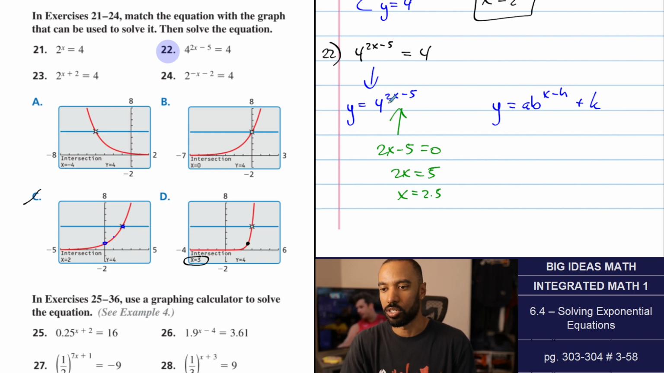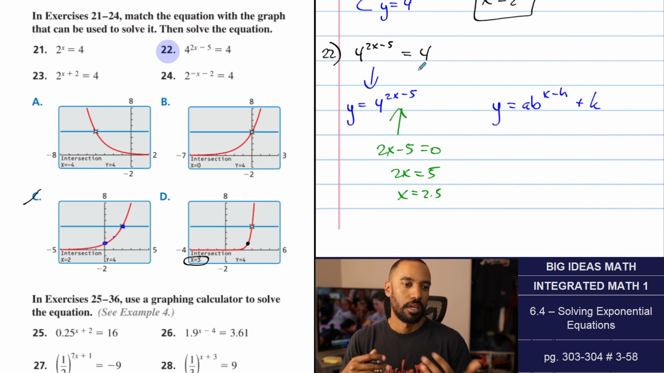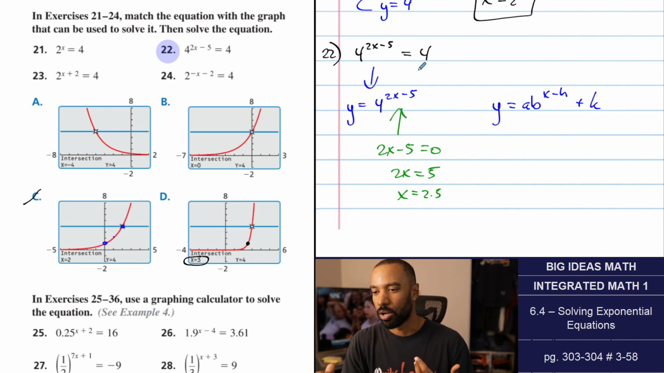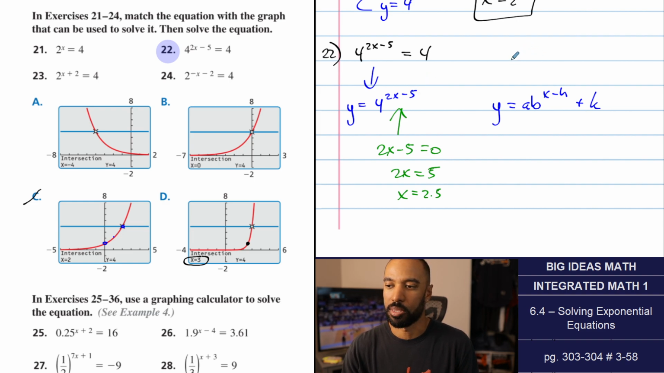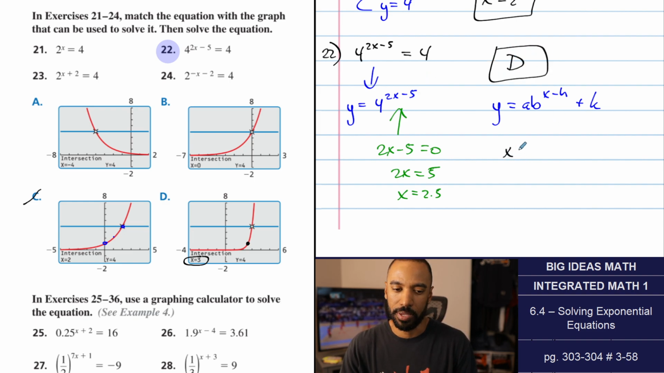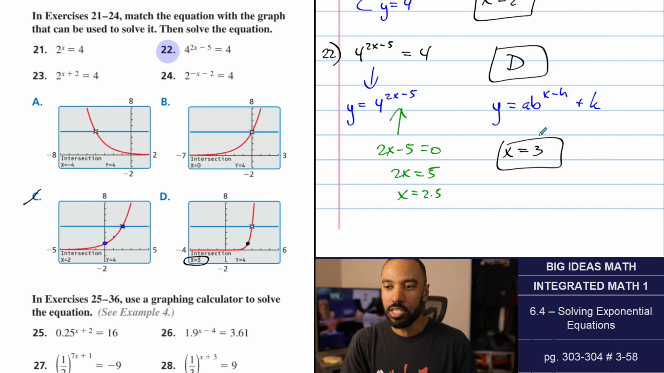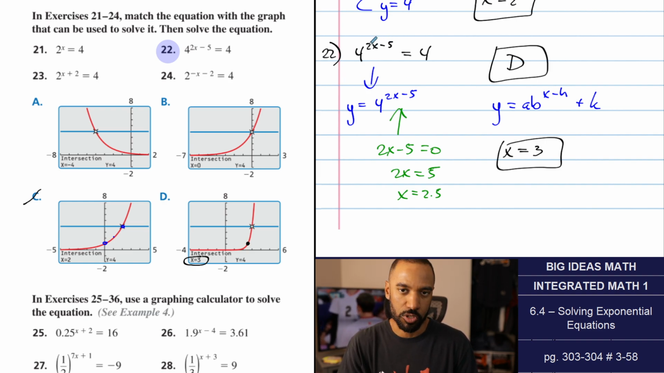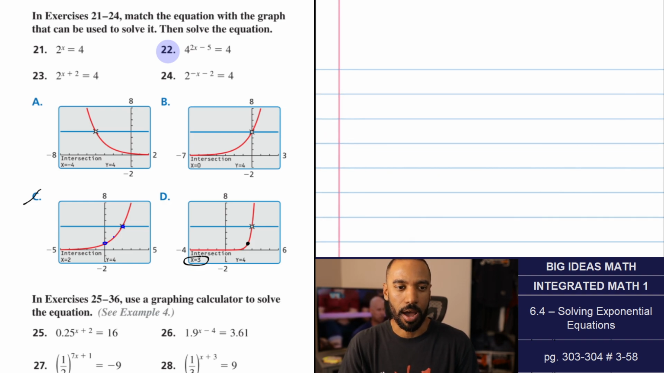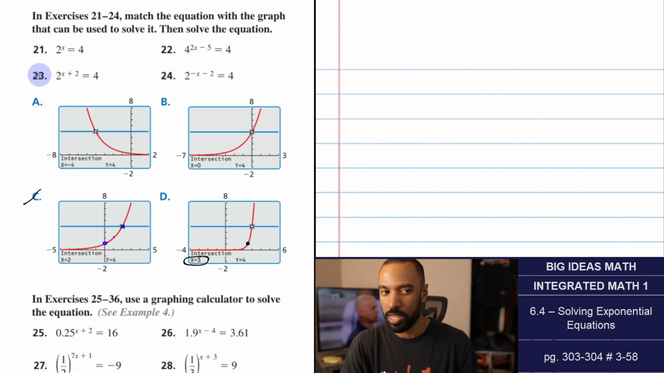So this one's a little bit trickier to talk about, but the minus here can make you think that there's a right shift, and so that's where that's going to happen here. But this is D, and it'll be x equals 3. You can double check by substituting 3 into here. 2 times 3 is 6, 6 minus 5 is 1, 4 to the first power is 4. That does work. A little trickier of a problem, and it's harder for me to talk about because we haven't seen that exact kind of thing before.